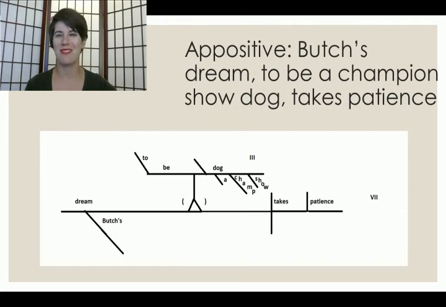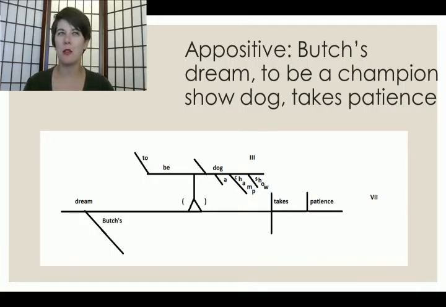Butch's dream, to be a champion show dog, takes patience. Well, we know that Butch has plenty of that because he is a very good boy when I put him in these videos. You'll notice that the appositive, which is renaming the dream here, the subject, goes in parentheses, the whole thing, pedestal and parens, next to the noun it's renaming.